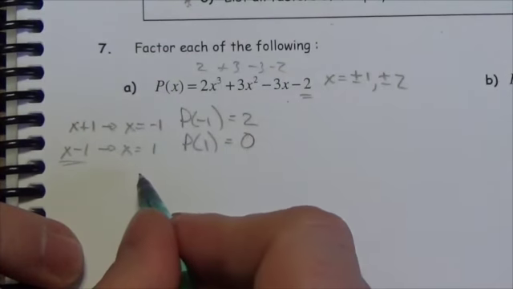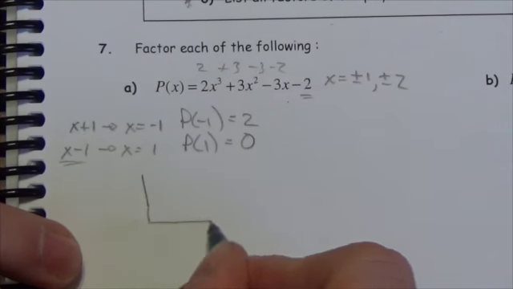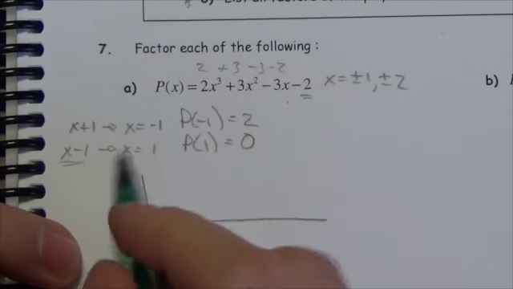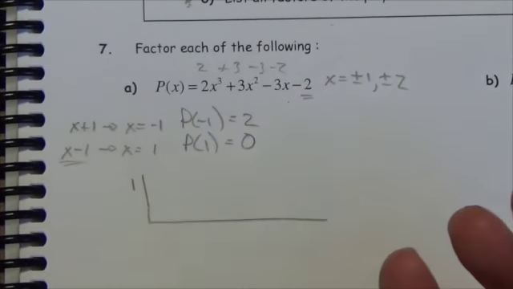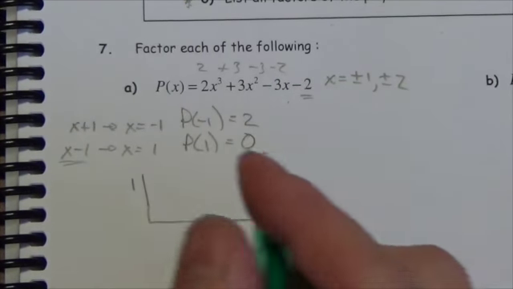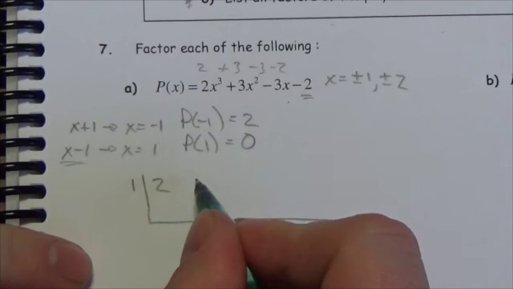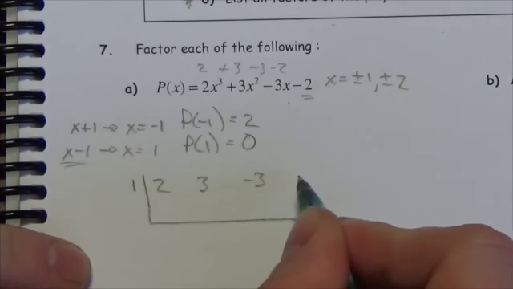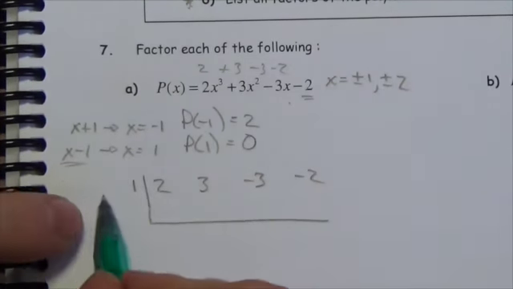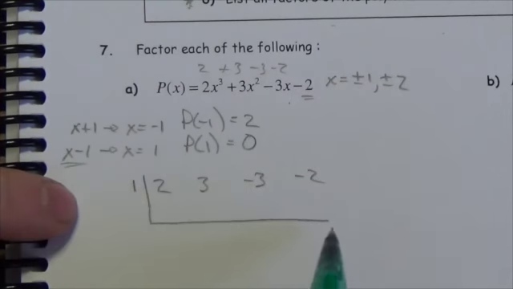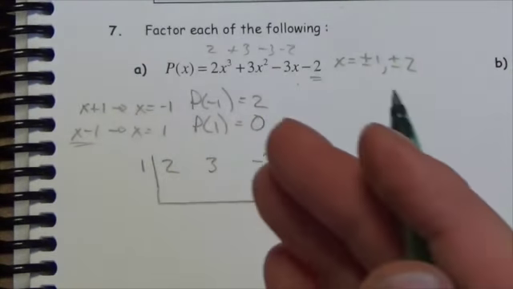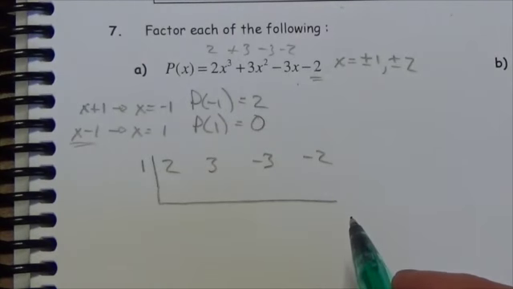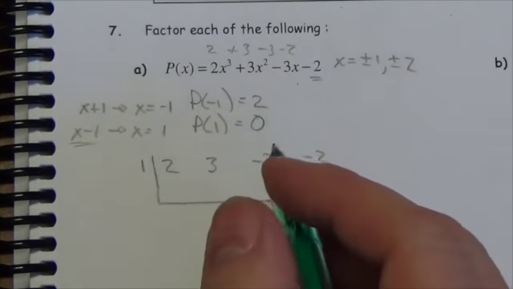So now I'm going to do synthetic division. I'm going to put the 1 out front here, because I just like doing synthetic division that way. My coefficients will be 2, 3, negative 2. Now I already know that this should be a factor. My remainder here should be 0. So this is another way I can double check that I'm on the right track. If my remainder ends up being 0, I know I've done this correctly here.